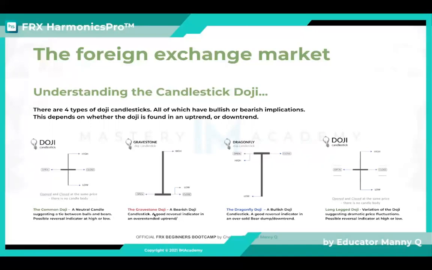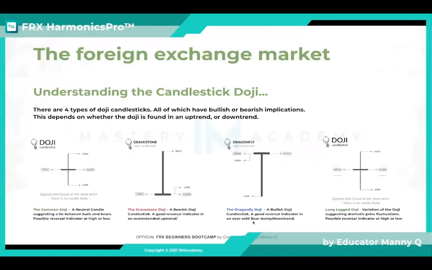Now you have something known as the gravestone doji. This is a bearish doji, which means it's more bearish, obviously, because price could not hold. You see the high cannot hold, and it ended up closing extremely low. So this is a bearish doji. However, this is also a good reversal indication in an overextended uptrend, right? Meaning that if you are all the way at the top of a trend and you see a gravestone doji, this could be the first sign that the trend has peaked and the market's going to turn over.